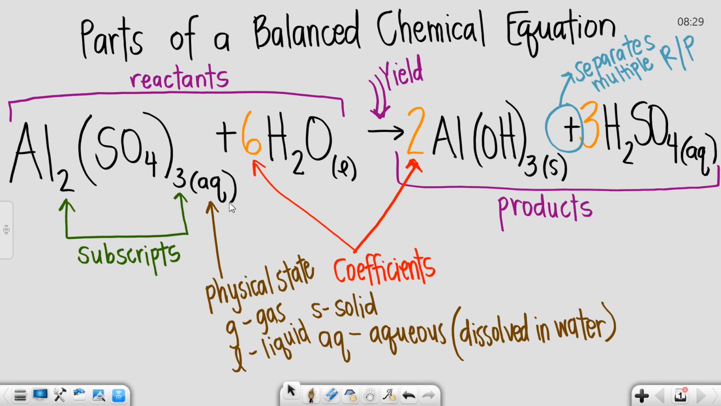The last thing that we have here are letters in parentheses. You see aq, a lowercase l, s, and another aq. Those are the physical states for your substances. If there's a g, then that substance is a gas. If it's a liquid, I just use a lowercase l when I'm writing it out by hand because I don't want people to mistake that for a 1. s is solid and aq is aqueous, or aqueous, depending on your accent, and that just means dissolved in water. And those are the parts of a balanced chemical equation.